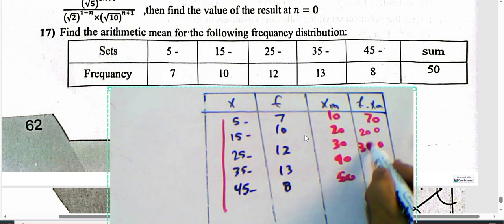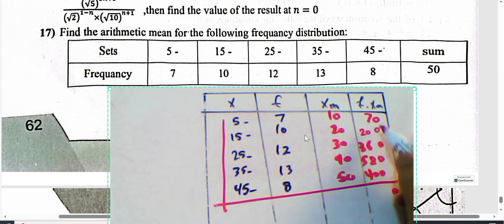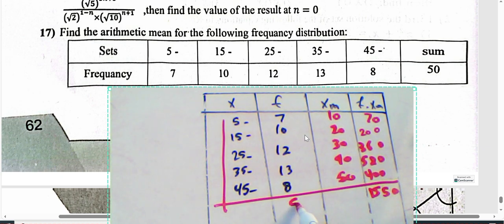Write 0. 4 times 3, 12, write 2 and carry 1. 1 times 4, 4 plus 1, 5. Write 0. 5 times 8, 40. You can collect the 0. 7 plus 6, 13 plus 2, 15. Write 5 and carry 1. 3 plus 3, 6. 6 plus 4, 10 plus 5, 15. And the summation here was 1550.